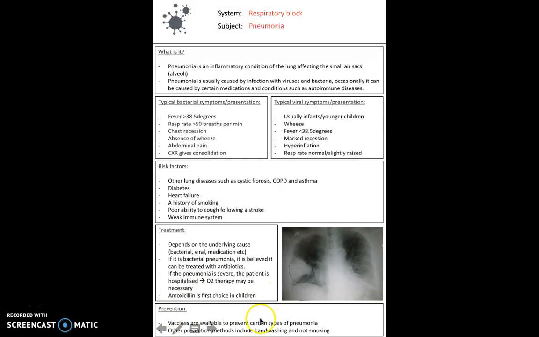So there are vaccinations available to prevent certain types of pneumonia, but often prevention simply comes down to hand washing and not smoking. On this chest x-ray here you can see pneumonia.